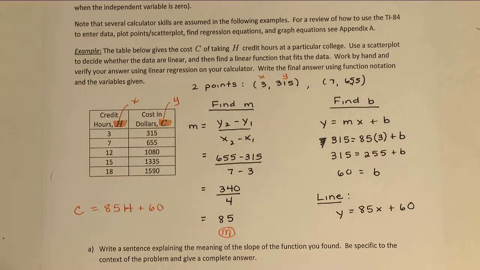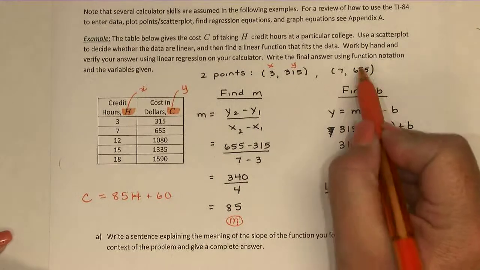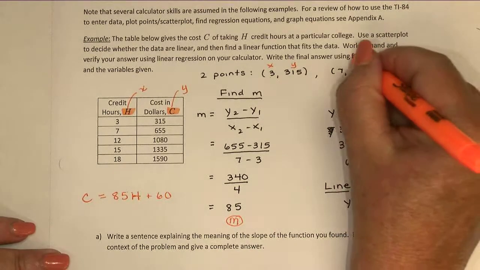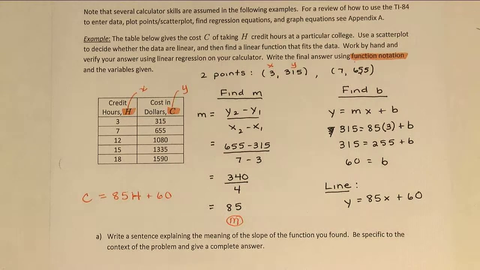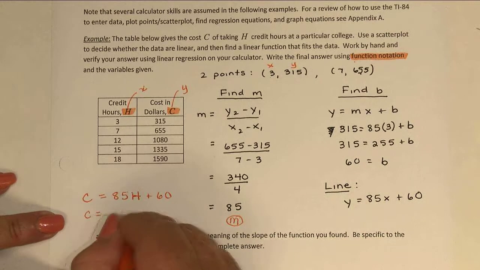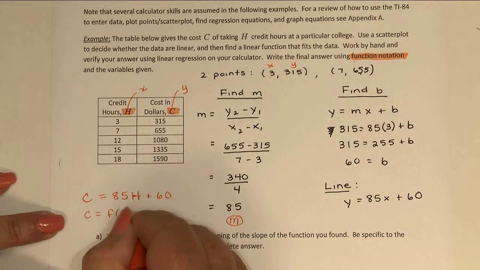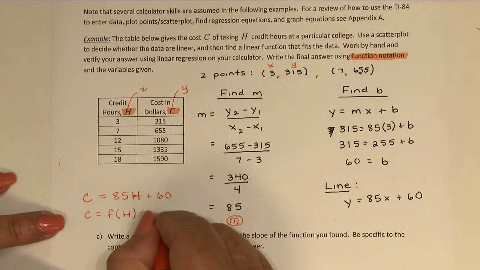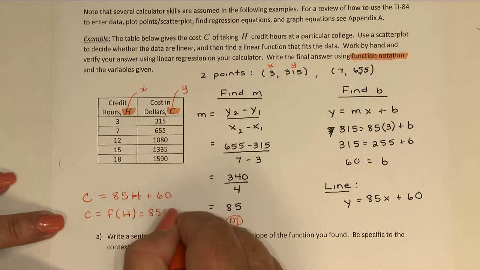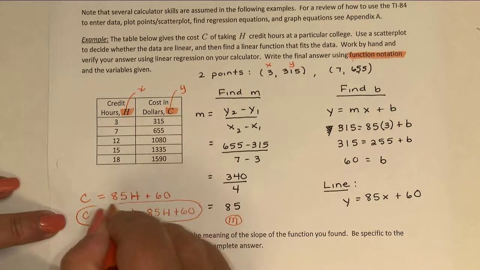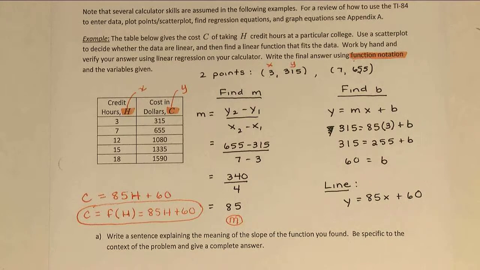One last thing. This problem specified that they wanted the answer written using function notation. And so I'm going to say, well, in this case, C is the dependent variable. That's a function of H, the independent variable, which is 85H plus 60. So there might be my final answer written in function notation.